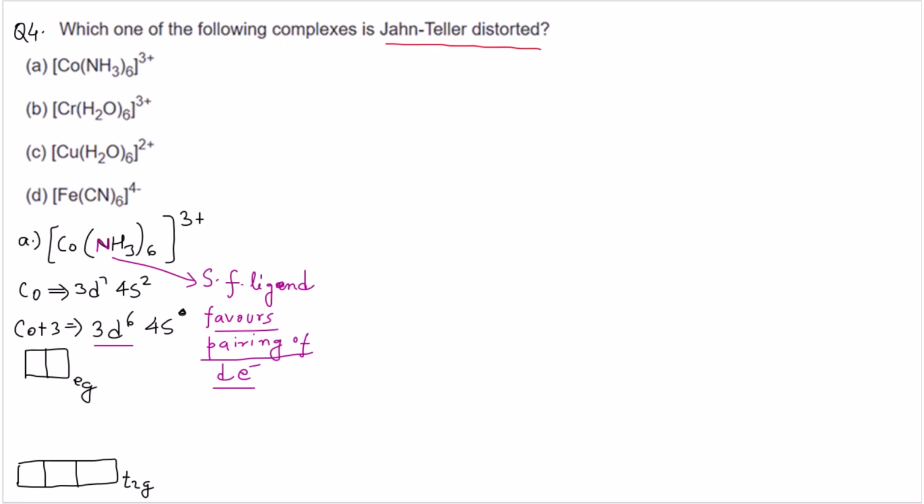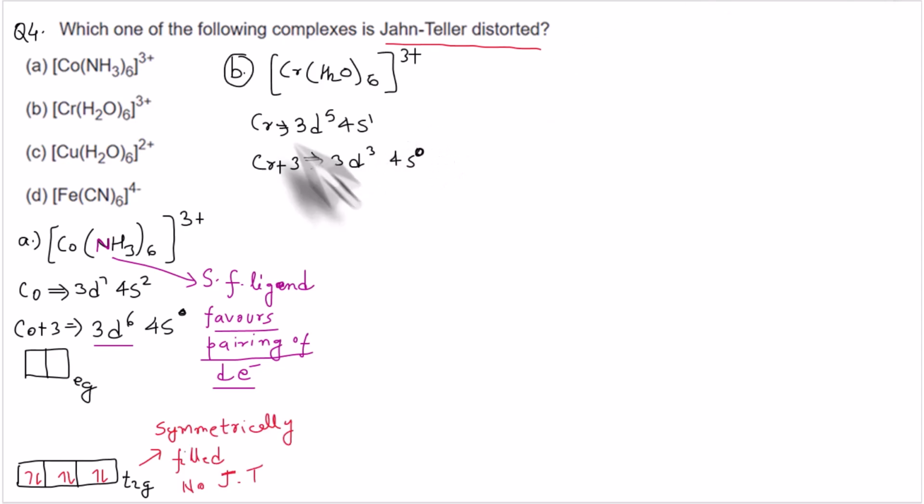After this clarity, let's fill the 6 electrons. Since the 6 electrons are paired, all of them should stay in the t2g orbitals. So 3, 4, 5, 6. All paired, and thus the t2g orbital is symmetrically filled and there is no Jahn-Teller distortion expected for this complex.